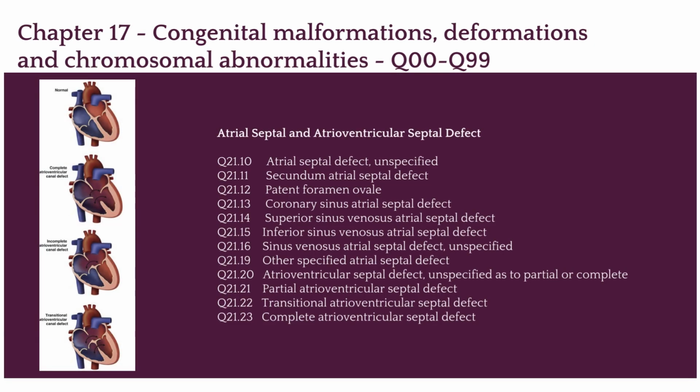Next, for chapter 17, congenital malformations, deformations, and chromosomal abnormalities. There are 12 codes which were newly added for atrial septal and atrioventricular septal defects.